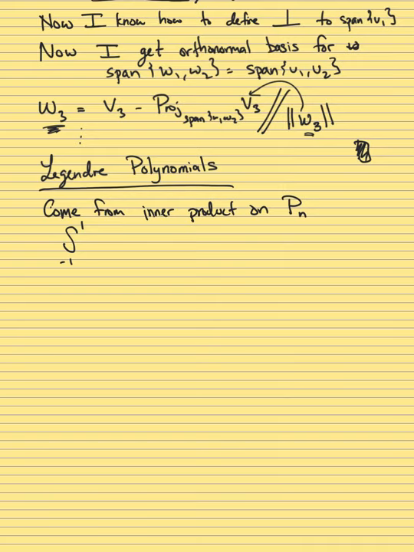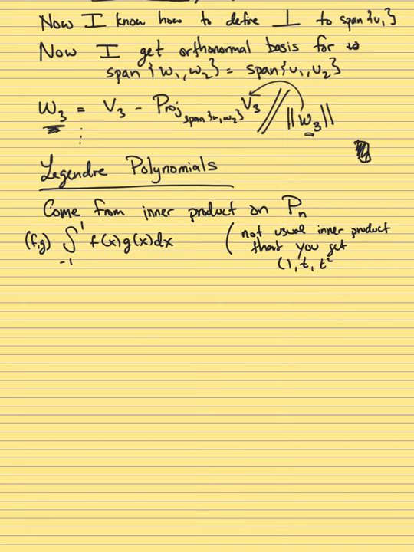So it's the integral from -1 to 1 of f(x) g(x) dx. Okay, so this is the inner product of f and g. Now notice this is not the usual inner product that you get from the standard basis, 1, t, t squared and so on. That's certainly a fine basis that you can work with.